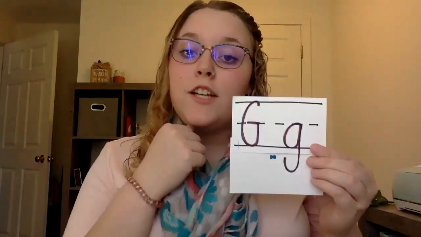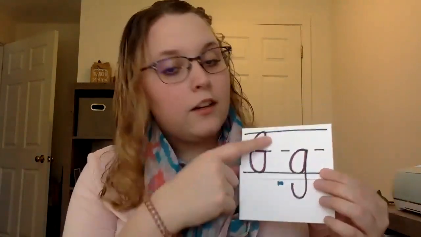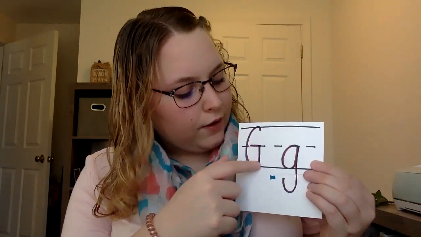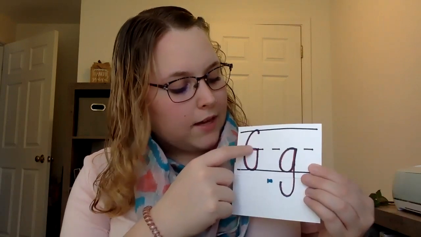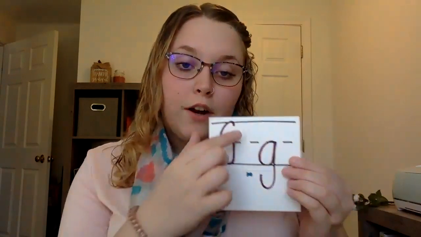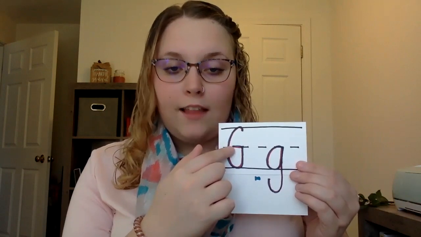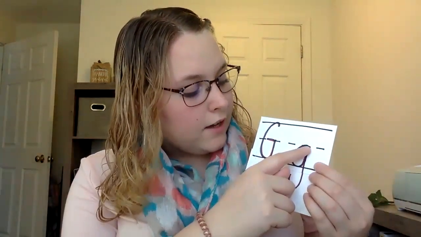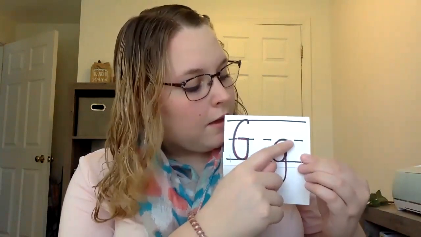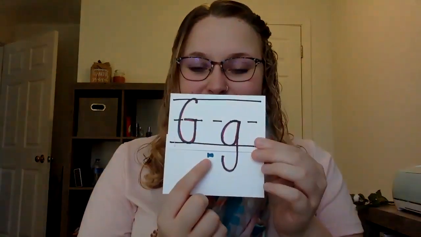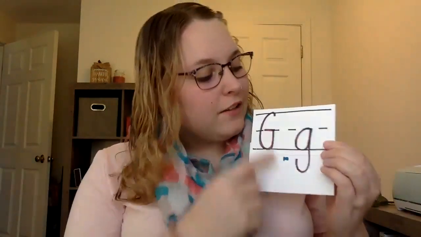Now we have G. So for the uppercase G, you're going to start a little bit below the top. And you're going to make a curve, go up to the middle line, and make a straight line. For the lowercase g, you're going to make a C, go up and down, and make a hook. Notice how we have the little fish that Miss Hughes drew there to resemble the little hook. So make a C, up, down, and make a hook.